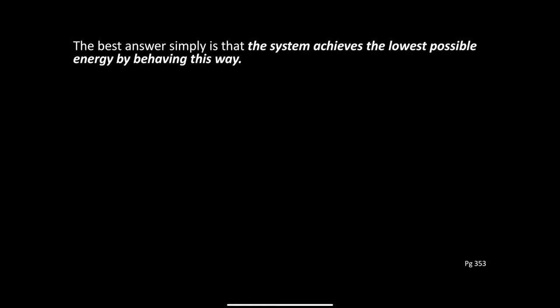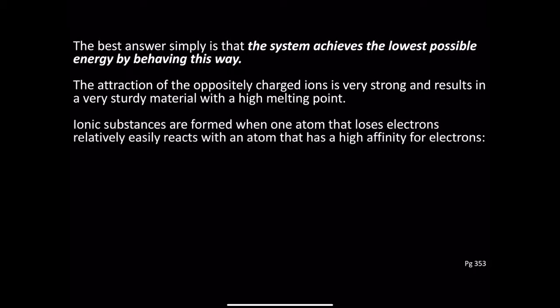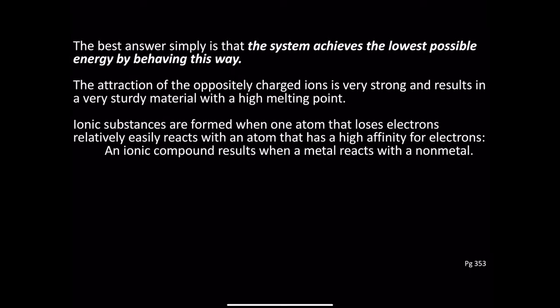So nature is, in a way, lazy, just kind of like we are sometimes, where we're trying to do things that require the least amount of energy at some points in our lives. But nature does this as well, and so that actually is what creates bonds. The attraction of the oppositely charged ions when they've shifted that electron is very strong and results in a very sturdy material with a high melting point, sodium chloride. Ionic substances are formed when one atom that loses electrons relatively easily reacts with an atom that has a high affinity for electrons. So things that want to draw electrons will, and then they'll become attracted to one another because of the positivity of one and the negativity of another.